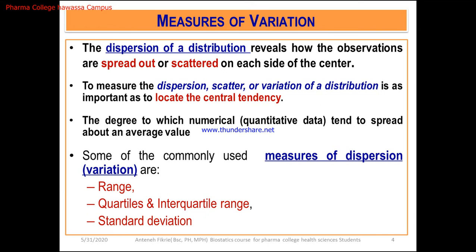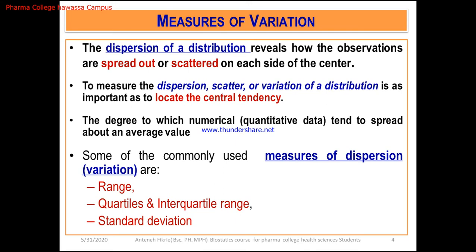The center means the central location, and the measure of central tendency usually indicates the location of the observations, or the data. The measures of variation, however, tell us how each observation has been spread or scattered away from the mean. To measure the dispersion or variation of the distribution is as important as locating the central tendency. Both have the same importance, they are not different.